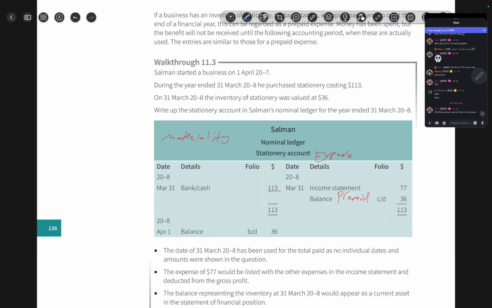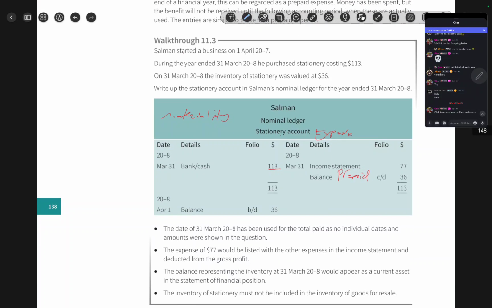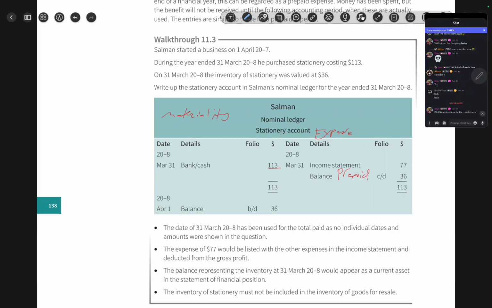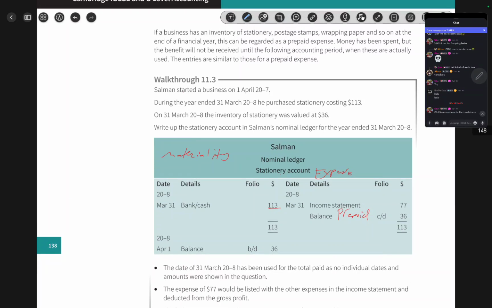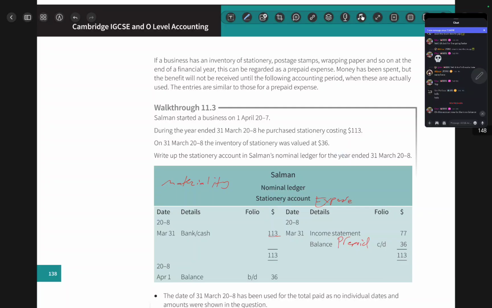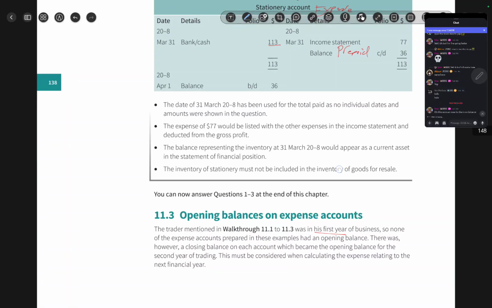Why is it prepaid? Because you paid for the expense, but you didn't use it. You paid for the stationery, but you didn't use it. That's what a prepaid expense is: you paid for the service, but you didn't use it. So you're just going to bring it down, and this will be prepaid, and this will also be shown as a current asset. So instead of thinking of it as an asset, simply think of it as an expense, and that way everything will just connect.